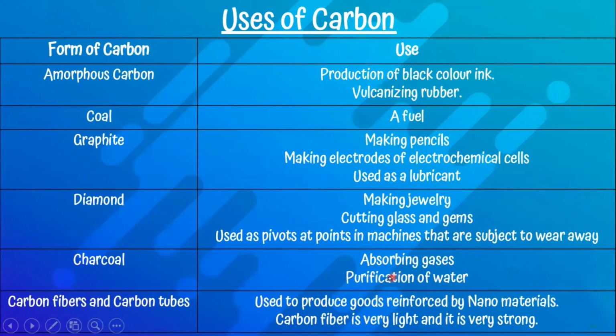Charcoal: absorbing gases and purification of water. Carbon fibers and carbon tubes: used to produce wood reinforced by nanomaterials. Carbon fiber is very light and it is very strong.